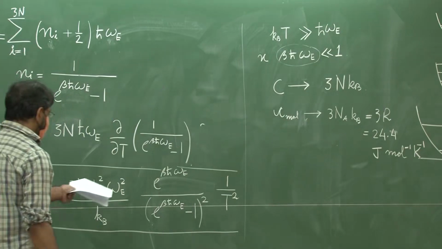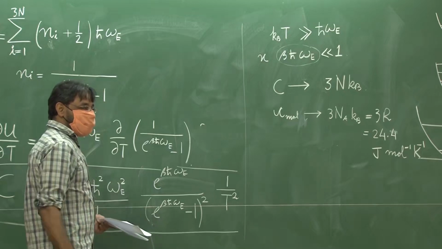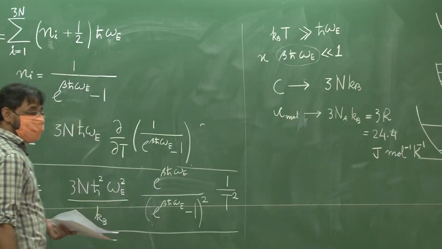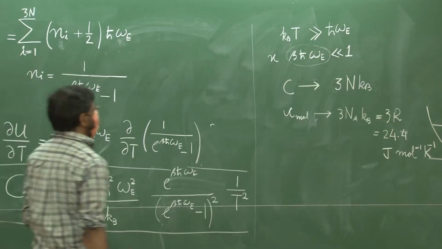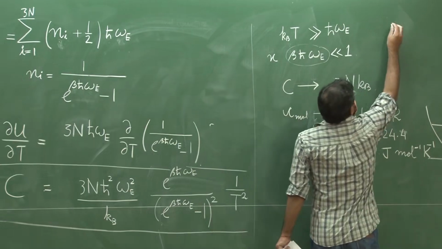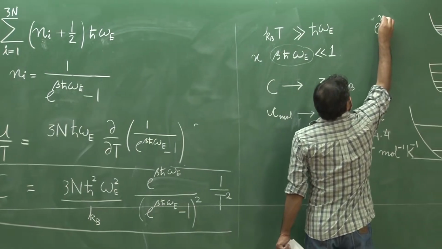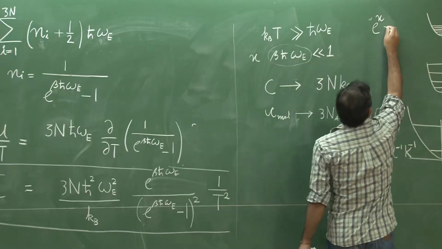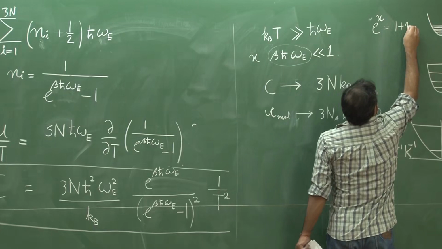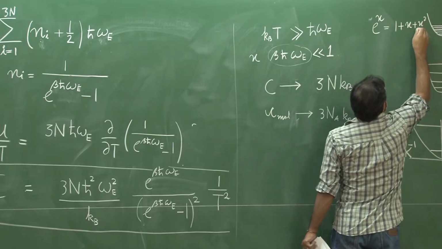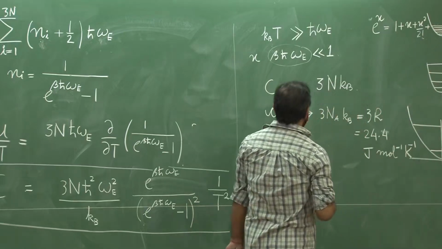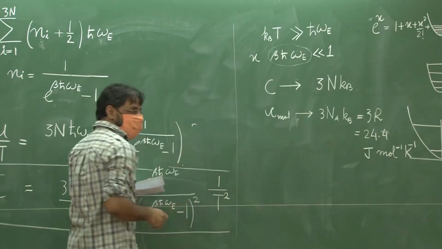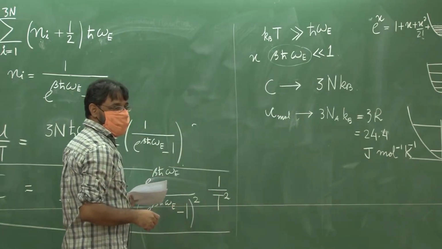So can you now quickly tell me what you did, because I have to convey this to all the students. When beta h bar omega is much less than 1, then the numerator factor will be 1. So what you did is you said e to the power x, when x is much smaller than 1, you expanded it as 1 plus x plus x square by 2 factorial and so on. So you can throw everything away from the numerator and just keep 1. So it's close to 1.